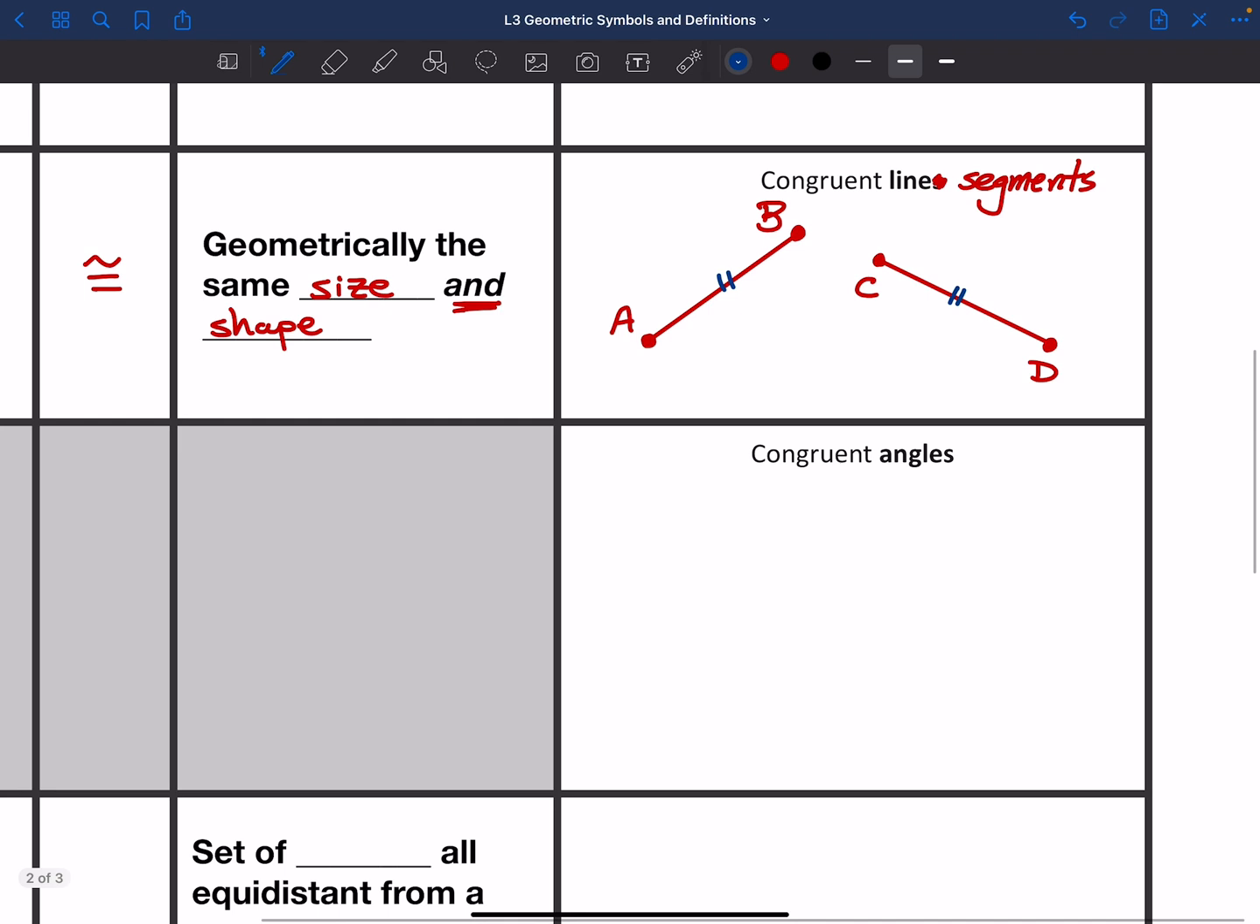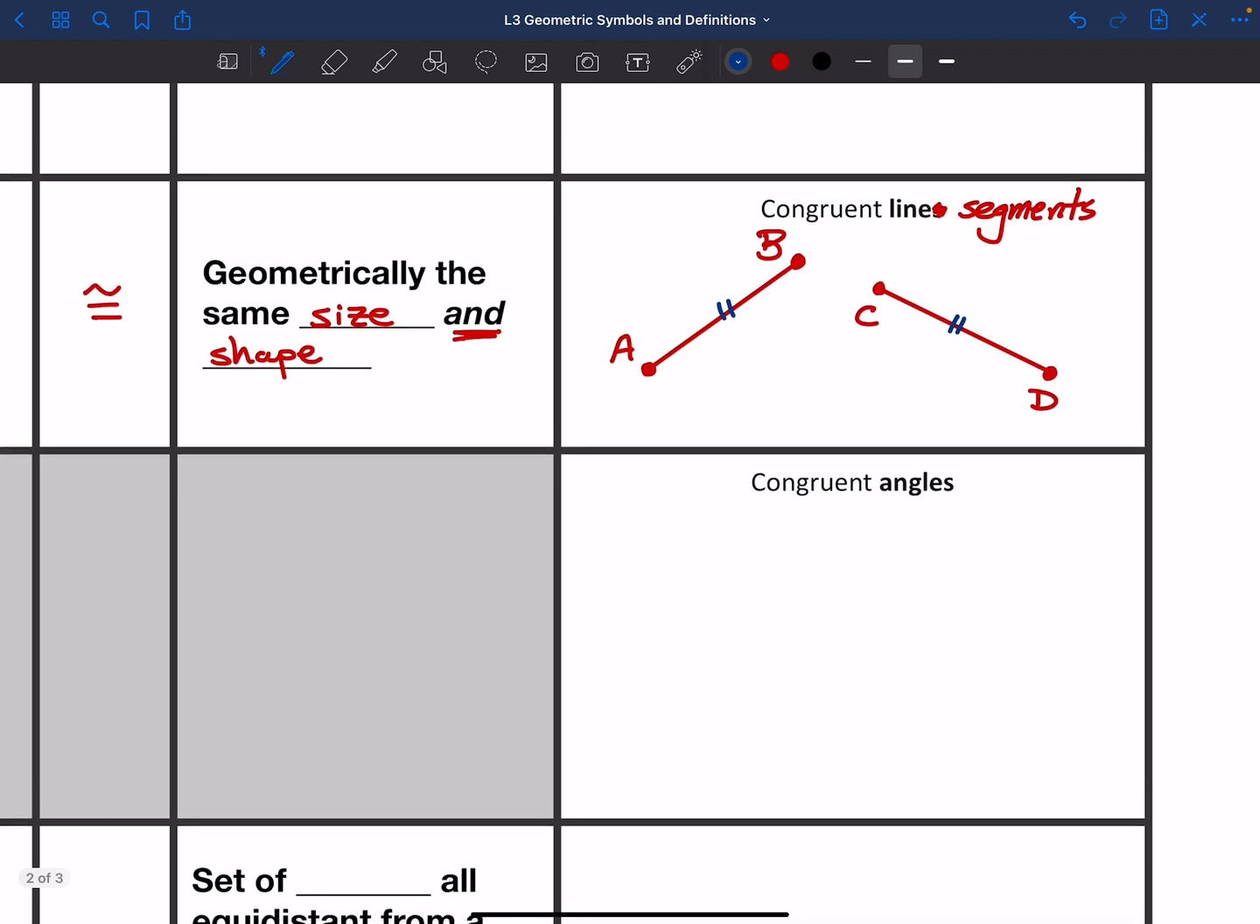You can also do something similar for congruent angles, right? So you may notice there's no definitions or anything over here, so kind of leave that out, right? When I'm talking about congruent angles, I'm just going to draw two angles, right? Something like that. Say that we have that angle there.